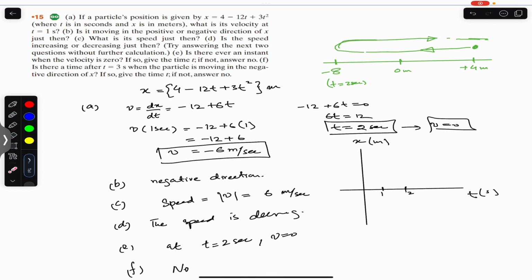So this is the solution of this particular problem. I hope this will help you in your learning.